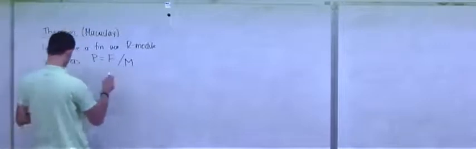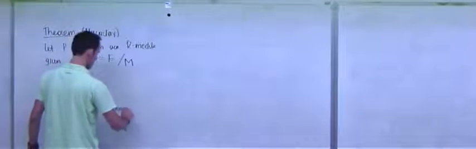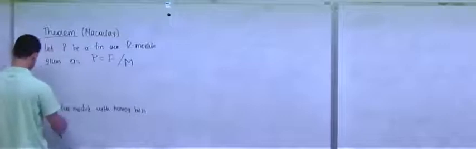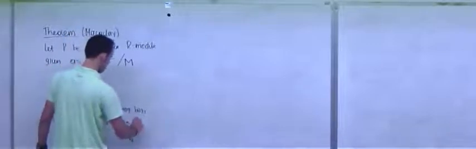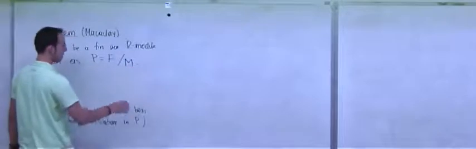I'll write that here. So F is the free module with a homogeneous basis and M is the submodule of relations. We'll do an example in a second.